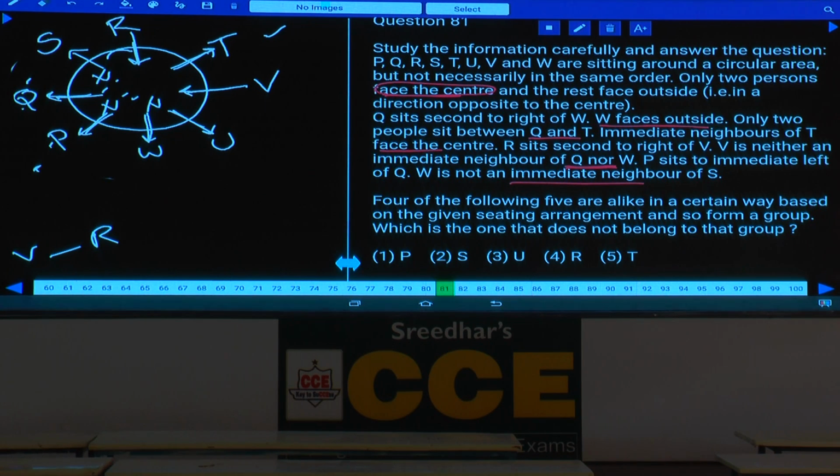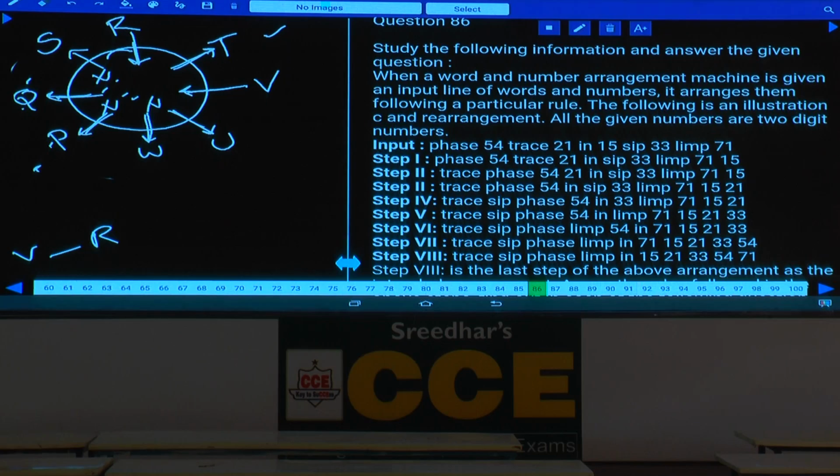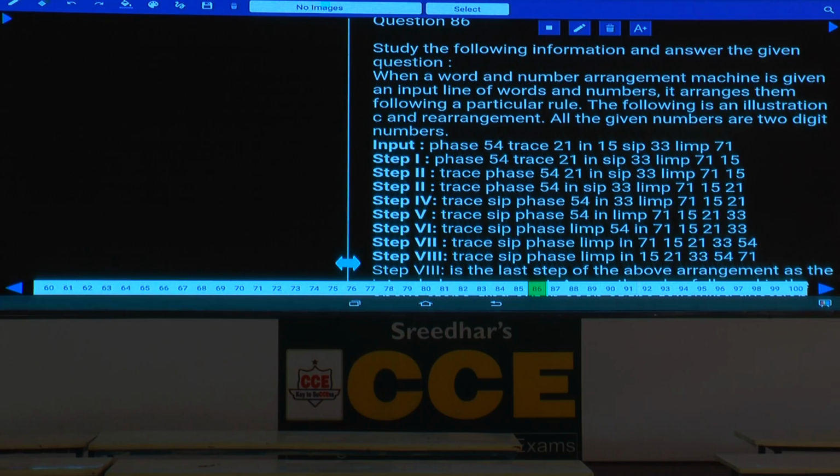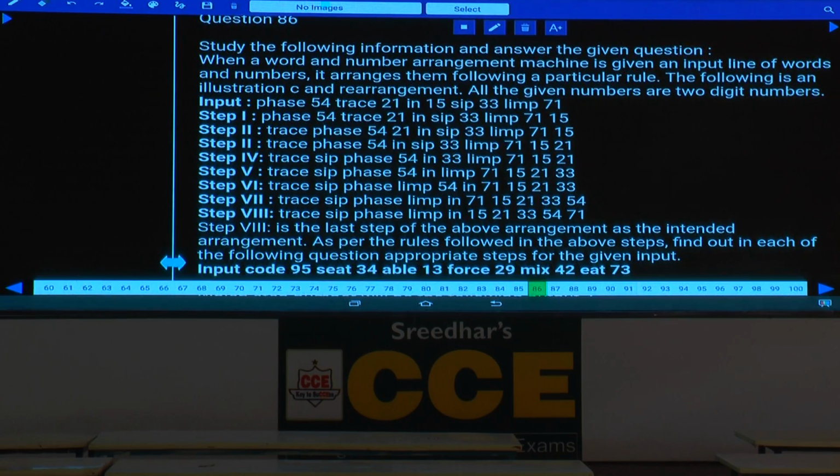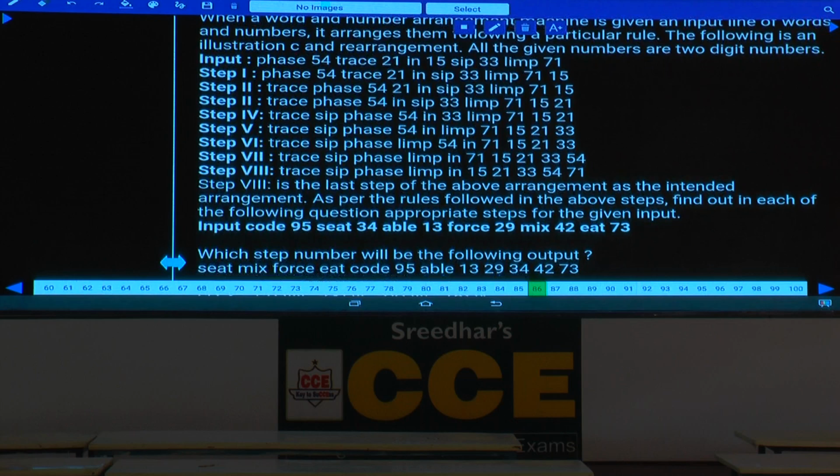Completed? Then let us start with question numbers 86 to 90. Now in this 86 to 90, these 5 questions are based on what? Input and output, isn't it? Now in this input and output, tell me how many elements are there? In total we have 3, 4, 5, 6, 7, 8, 9, 10. 10 elements are given in the input.